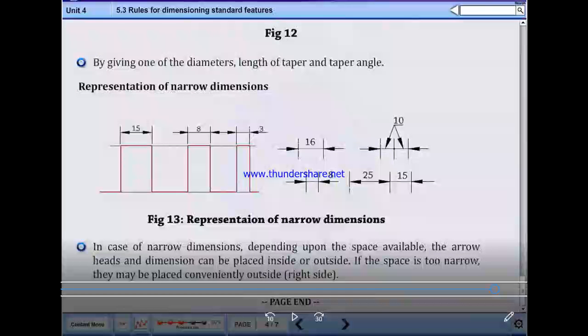In case of narrow dimensioning, depending upon the space available, the arrowheads and dimensions can be placed inside or outside. If the space is too narrow, they may be placed conveniently outside also, like on the right side.